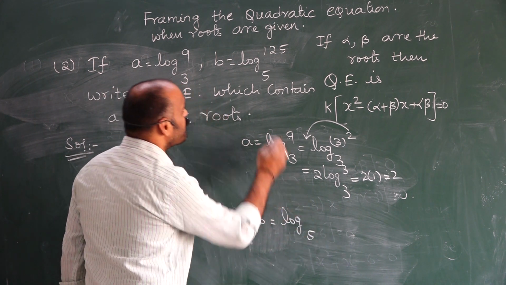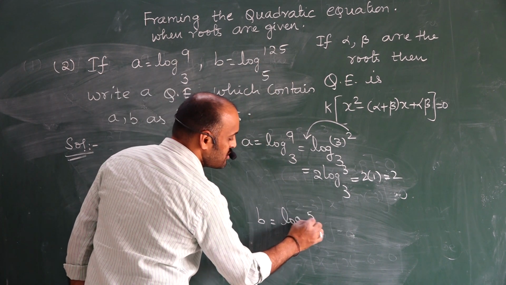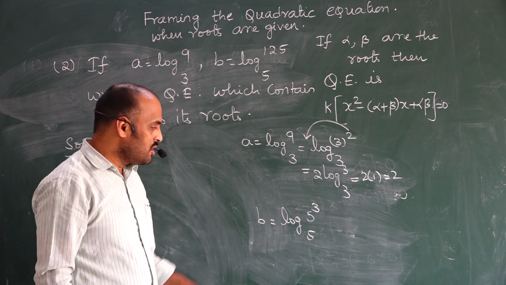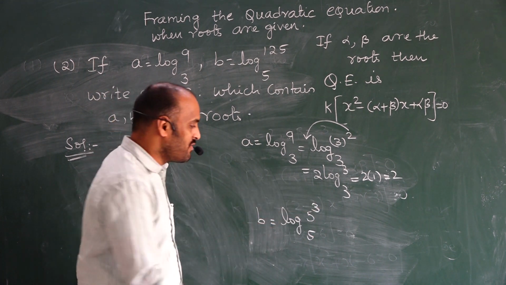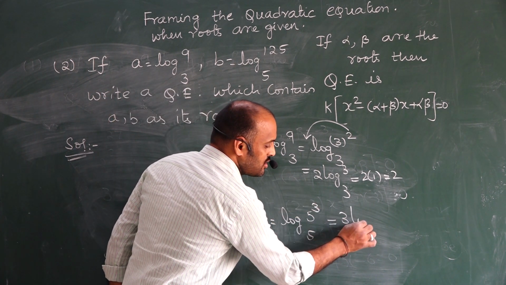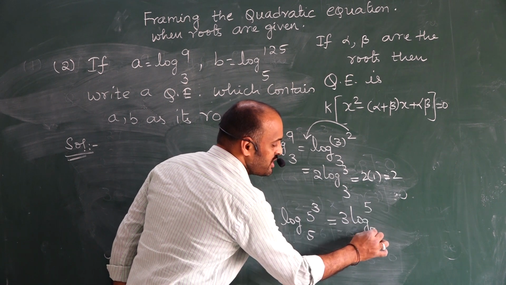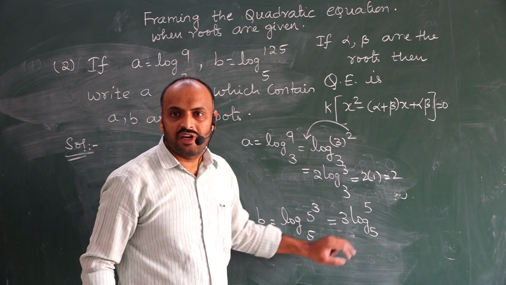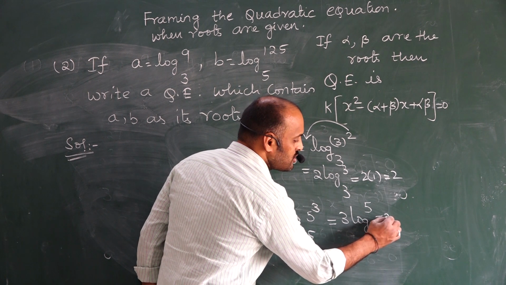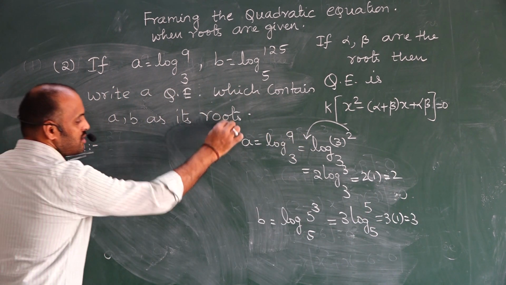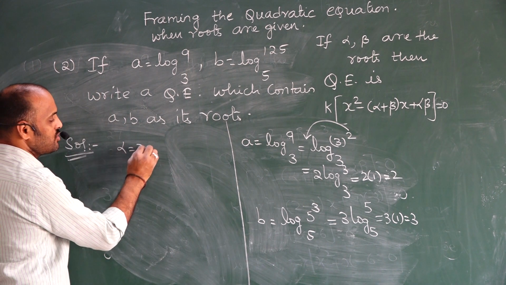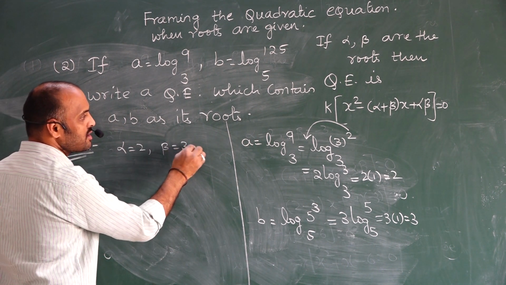log 125 base 5. 125 means 5 cube. Log a power m is m log a, so 3 will come in front of it. 3 log 5 base 5. Log 5 base 5 is 1. So 3 into 1 is 3. So we got alpha as 2 and beta as 3.